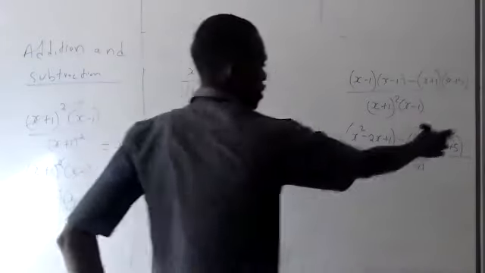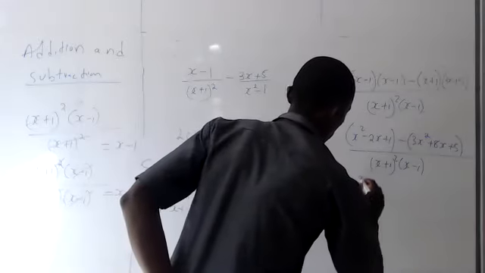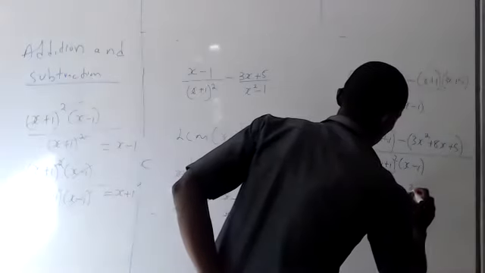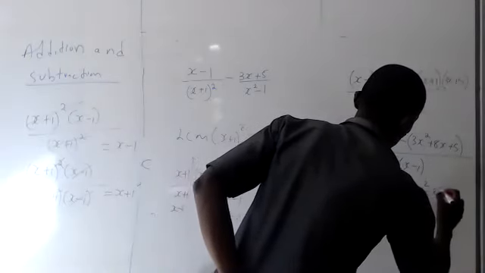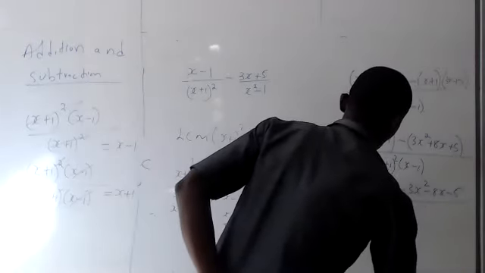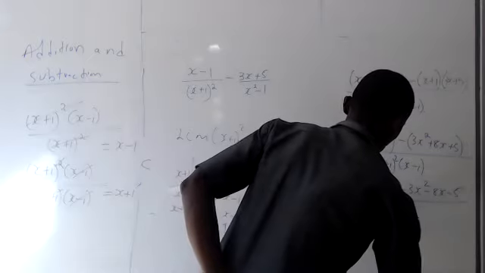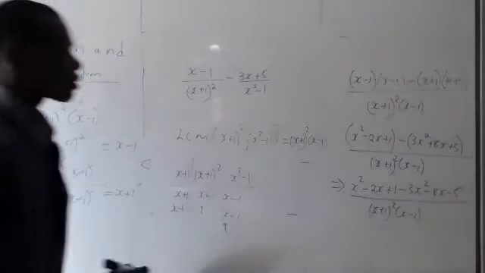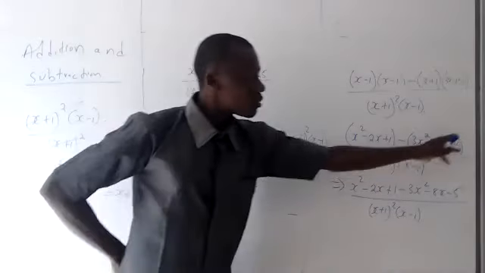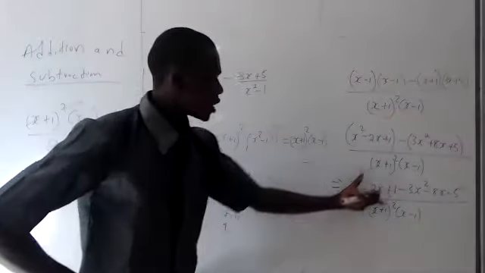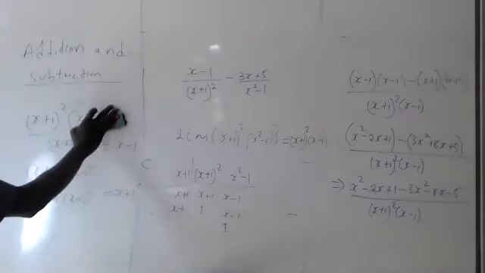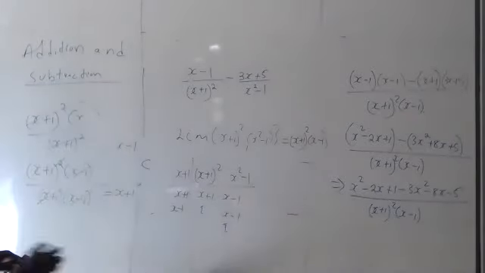Then I open this bracket, so we have x squared minus 2x plus 1 minus 3x squared minus 8x minus 5, all this divided by x plus 1 squared times x minus 1. I've just opened the second bracket, so there is a negative 1, and I use it to multiply everything that is inside the bracket. Then now just collect like terms. Sorry, sir, before you erase that part.